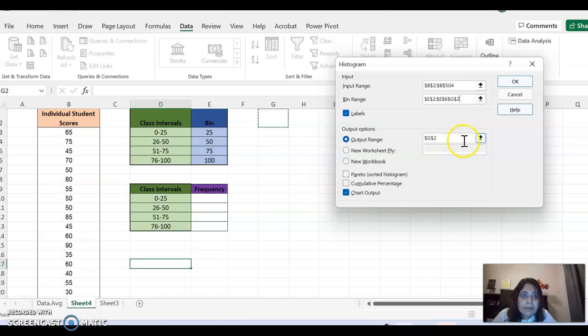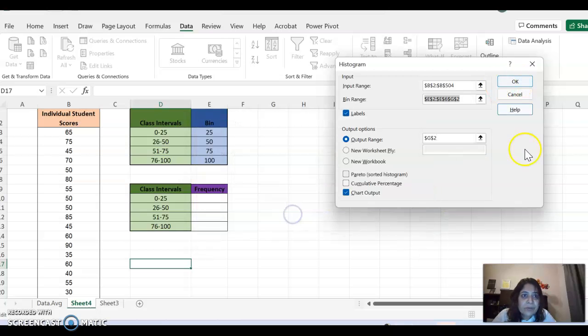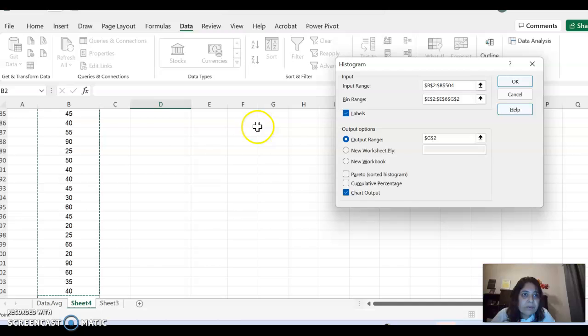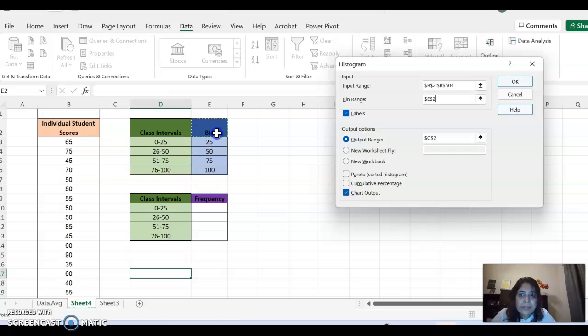This is our output range. And then we need a chart output. Okay, we have some problem here. We are going to reconfigure our input and output range. So my input is right here, all the 500 of them. Bin range is going to be that much. And then G2 is fine for the output range.